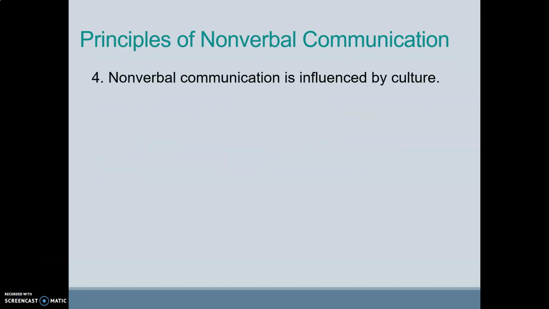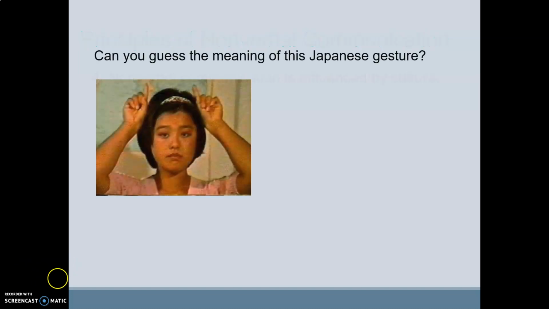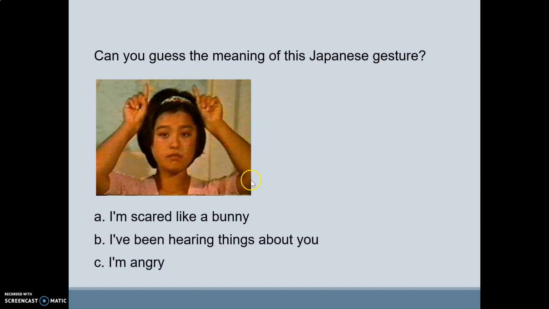And the last feature is that nonverbal communication is heavily influenced by culture. The interpretation or the meaning of a nonverbal code can vary very differently from culture to culture. Let me show you some examples here. So if you are doing such a hand gesture in Japan, what kind of meaning can you draw from it? There are some options. Does it mean I'm scared like a bunny, or I've been hearing things about you, or I'm angry?